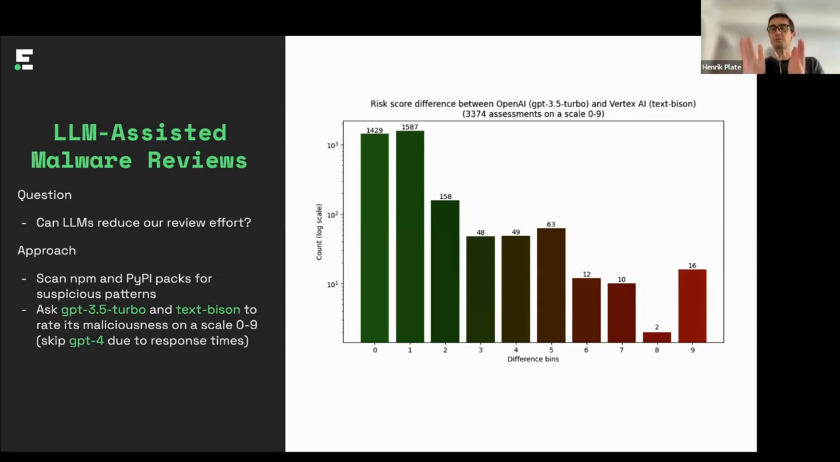So in this bar chart, you see that in 1,429 cases, both GPT 3.5 and Text Bison agreed on the very same risk rating. And on the very right, you see that in only 16 cases, there was a huge difference between the rating of those two LLMs. And so in the next step, while there is a big agreement, they also agree on false positives.